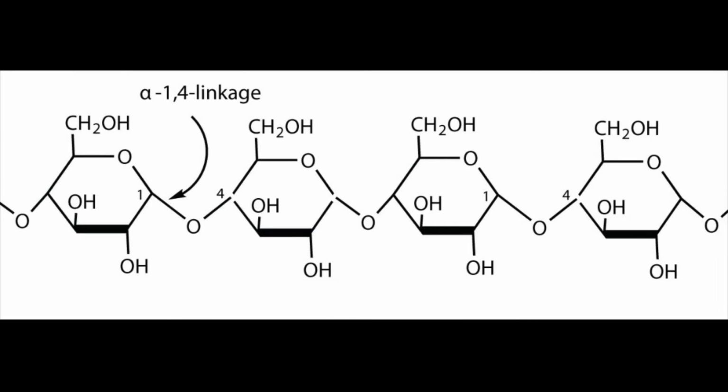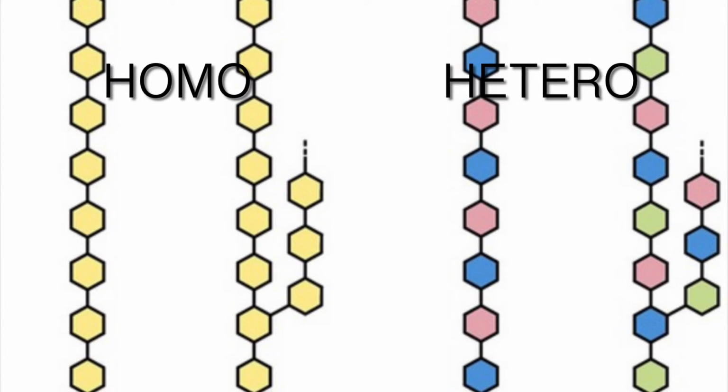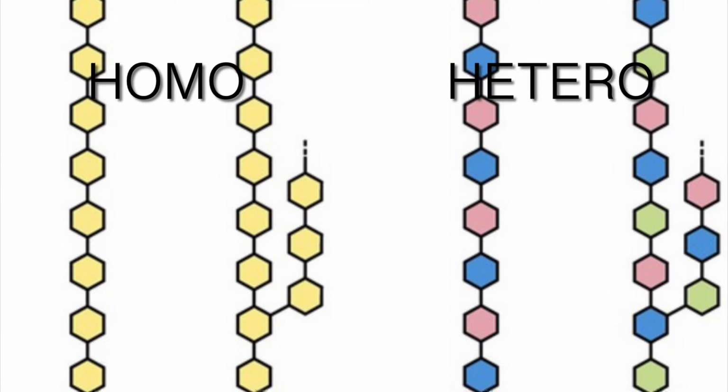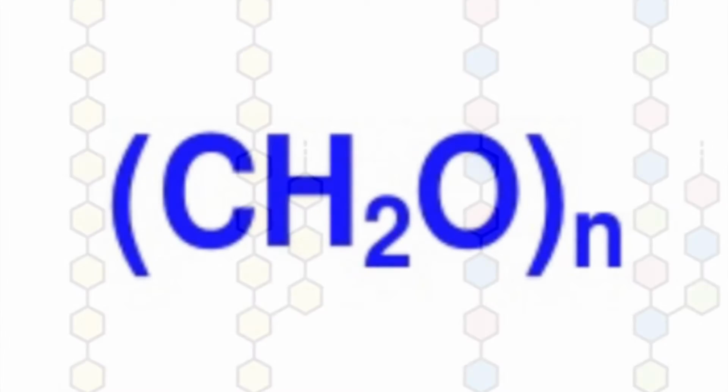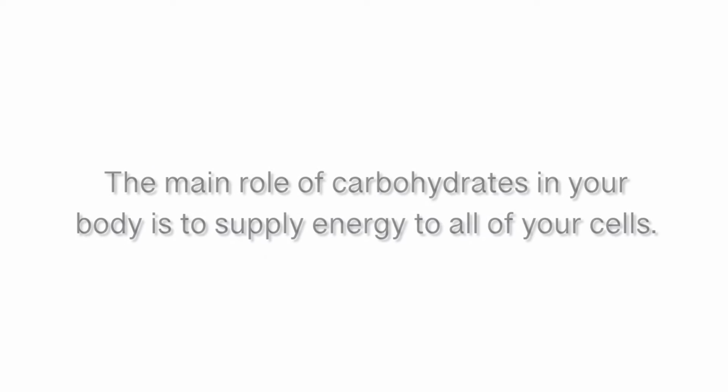Now moving on to complex carbohydrates, polysaccharides. Just like disaccharides, polysaccharides are linked together by glycosidic linkages, although they consist of more than 2 monosaccharides. Homopolysaccharides are made up of the same repeating units, and heteropolysaccharides are composed of a variety of different repeating units. The general formula for polysaccharides is CH2On, where n is the number of repeating units.